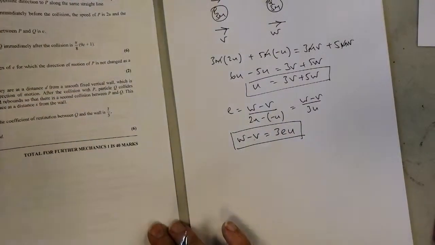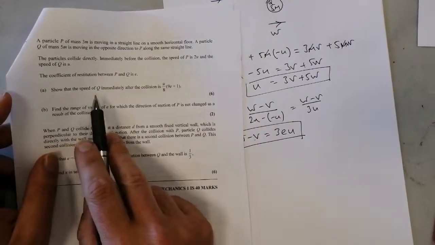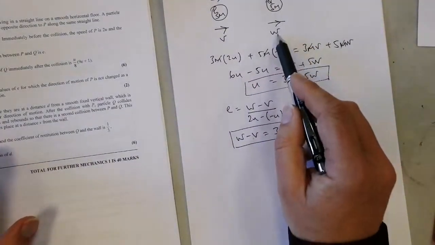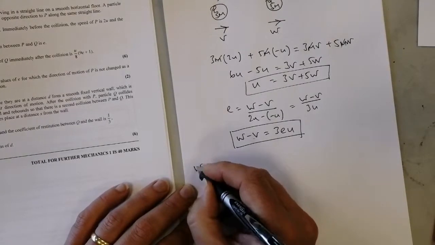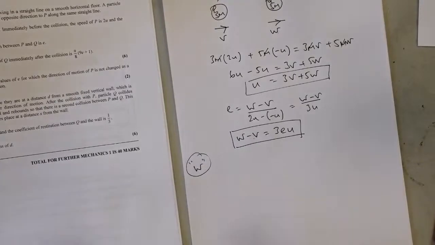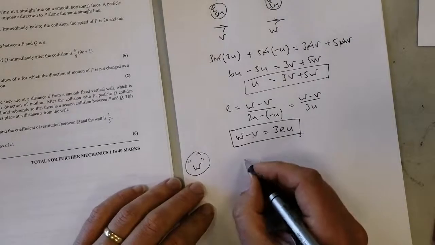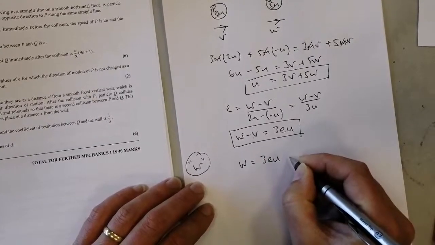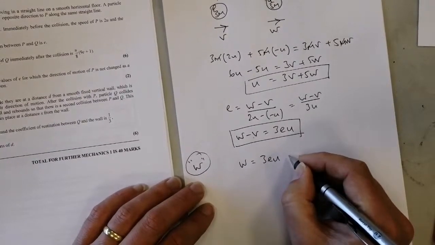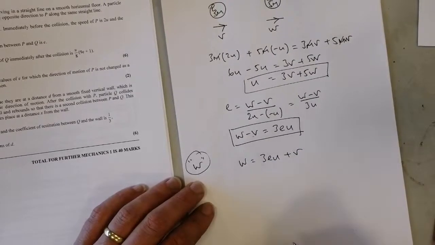It probably pays now to try to remember what we're actually trying to work out. Show the speed of Q. The speed of Q, we're trying to find W. Let's make a little note to ourselves. We're trying to find W. We need to solve those equations to find W. We can certainly rearrange the top one, and we could rearrange the bottom one. How about the bottom? If we take the bottom one, W is equal to 3eu plus V.